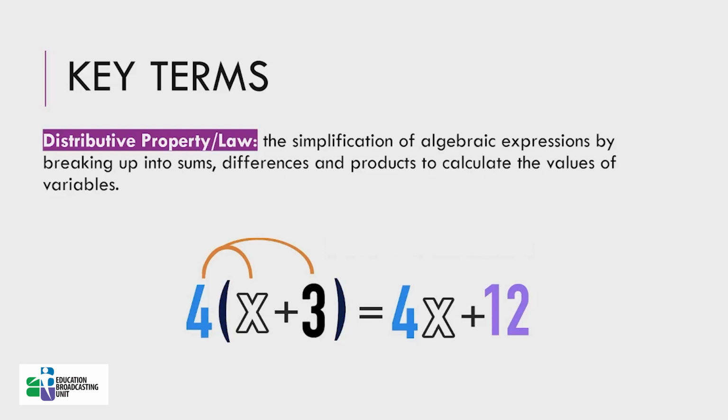4, open bracket, x plus 3. That is the same as 4x plus 12. When we multiply 4 by x, we get 4x, and 4 by 3, we get 12. The product is 12. So we have distributed the terms there. So 4x plus 12 is the same as 4, open bracket, x plus 3 when factorized.